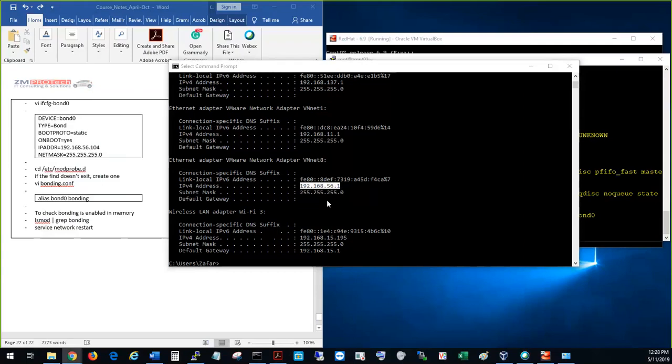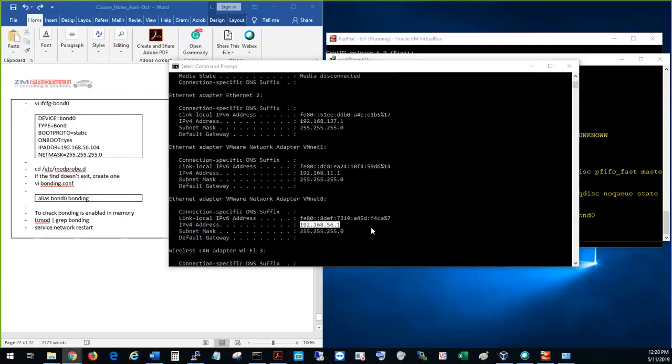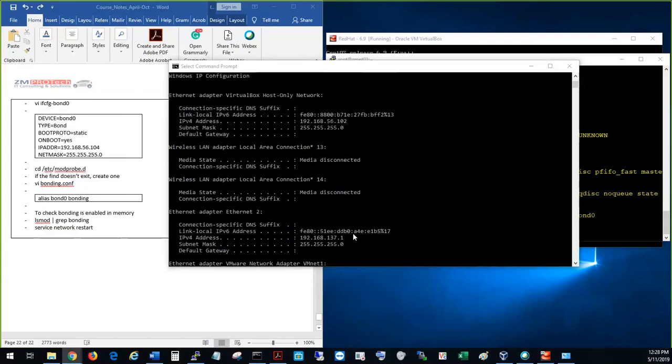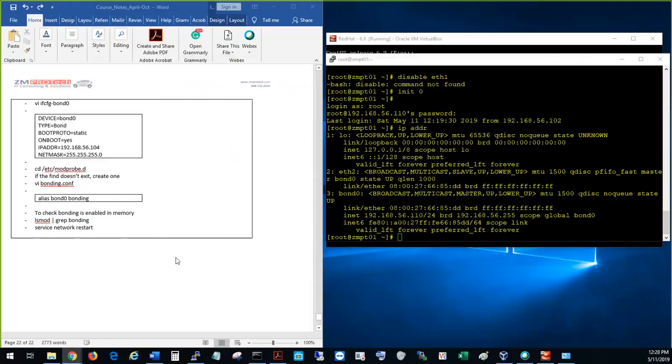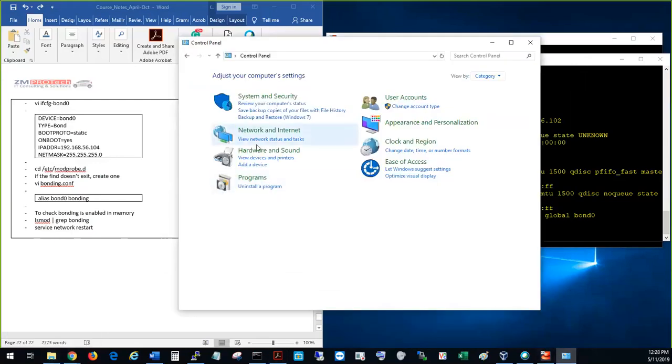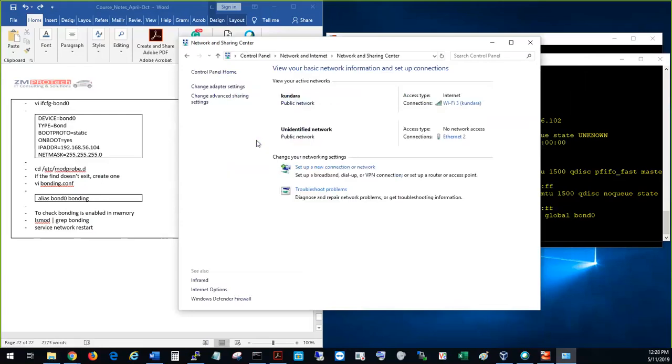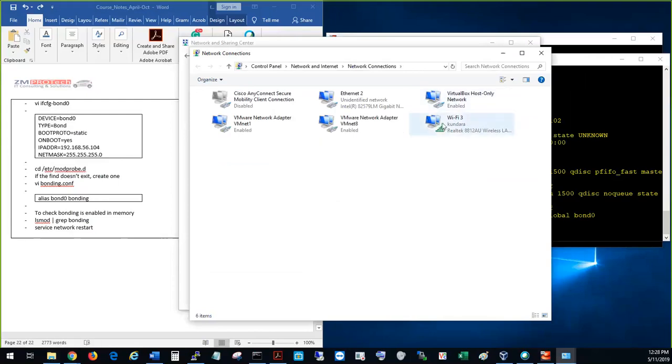168. I think you can change that range. That range is specified in the router setting, so you can manually change the range to whatever you want. So this is the host-only adapter. These are just the adapters here.